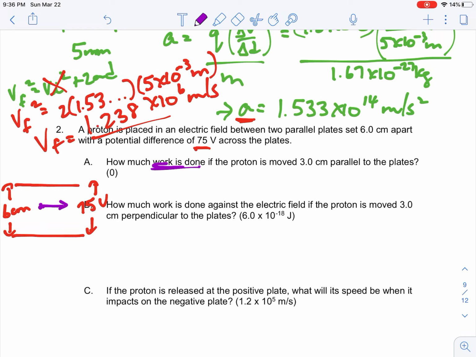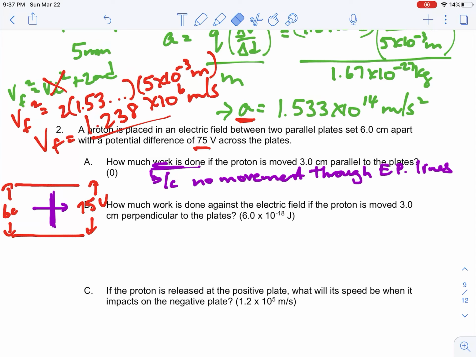And that would be no work. So there's no work because it is not moved this direction. It needs to move across equipotential lines either way, but through equipotential lines. And if it's moving parallel to the plates, then it's moving along an equipotential line, not across them. So no work because no movement through equipotential lines. Or you could say not moved through any potential difference, right? To move it through potential difference, again, it would have to be going in that direction.